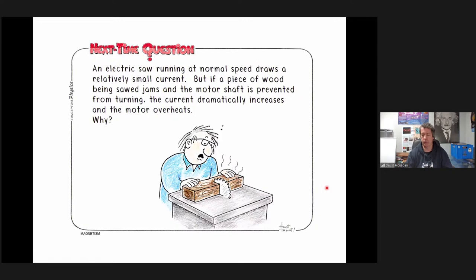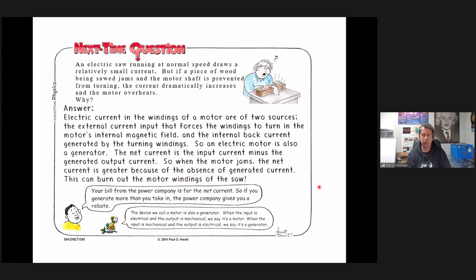So electric current in the windings of a motor is from two sources. You might think, well, two sources, what's that? The external current input that forces the windings to turn. Yeah, we put current into a motor. And the internal back current generated by the turning windings. Because, of course, you've got current flowing through wires in a magnetic field, and that will actually produce its own current.